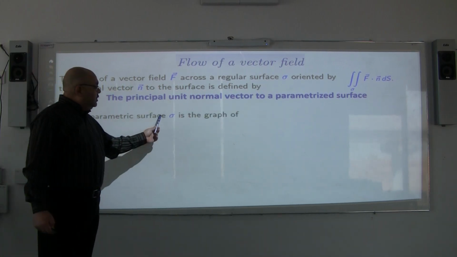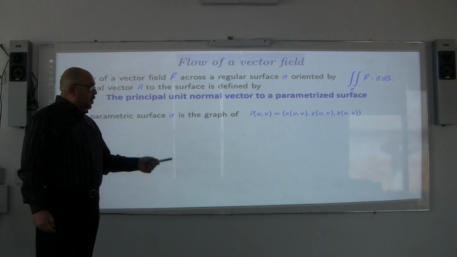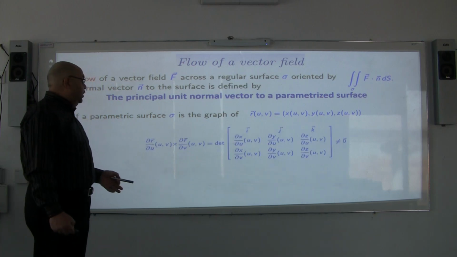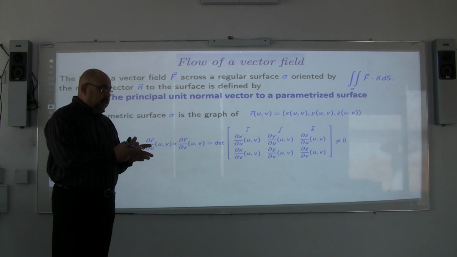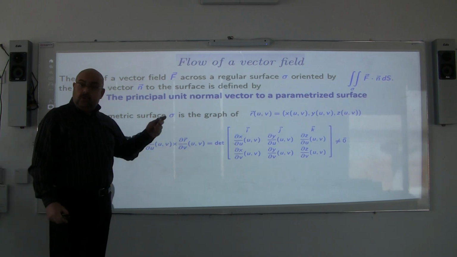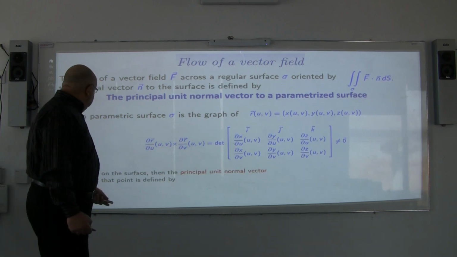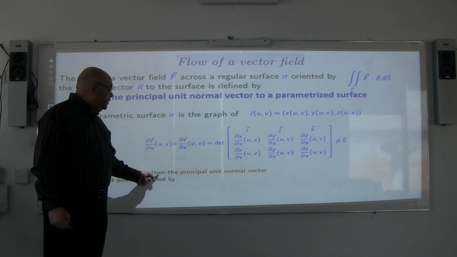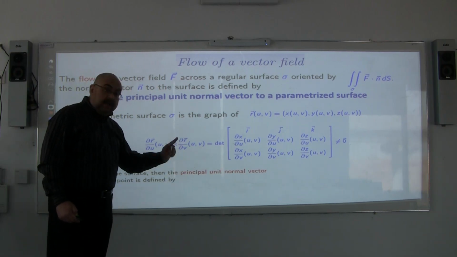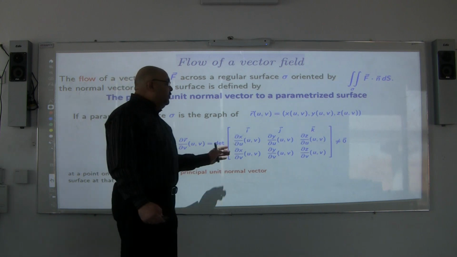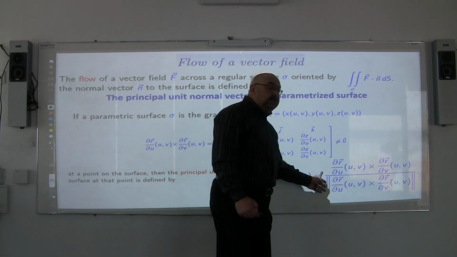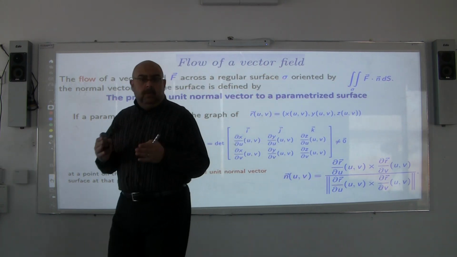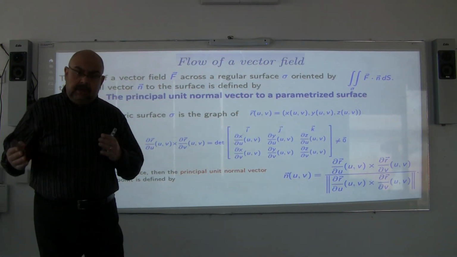So, if a parametric surface sigma is the graph of R, which is x, y, and z as functions in u and v, as we went through it. So, that's the cross multiplication, which is the direction of the normal, as we saw also in the previous slides. So, at a point on the surface, the principal unit vector is going to be the value of this normal vector divided by its magnitude. And this is generally how we change any vector into a unit vector.